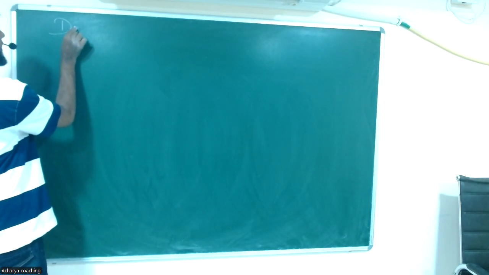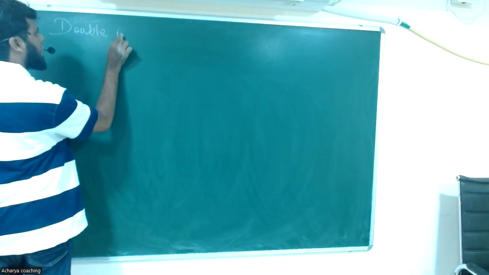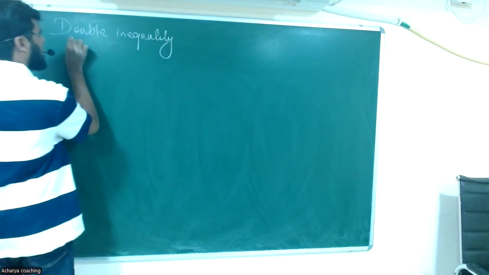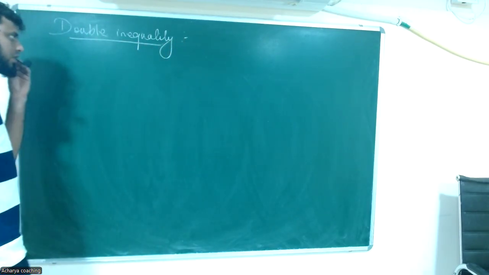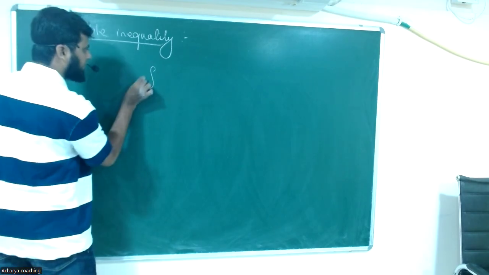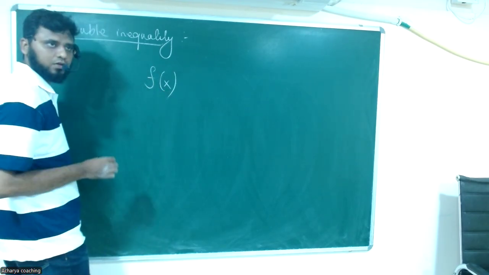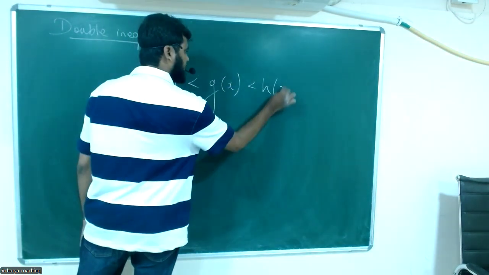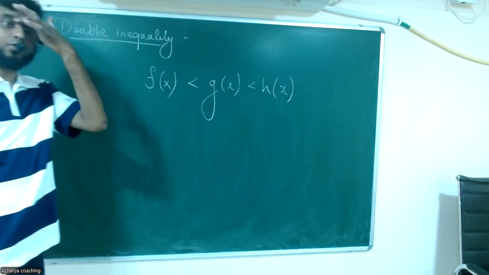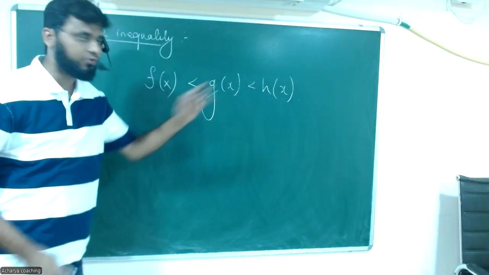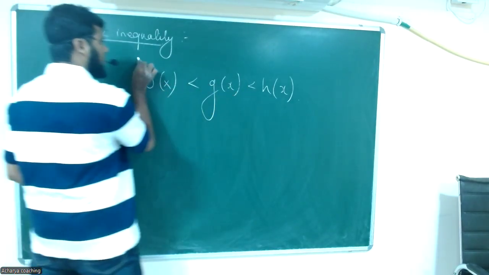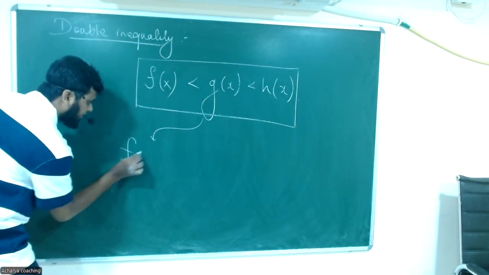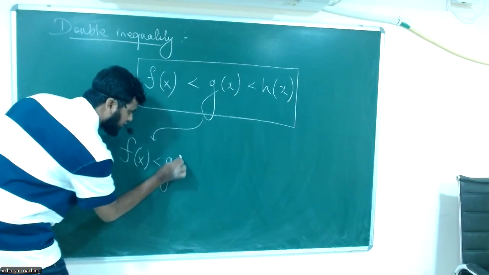See, sometimes we'll be having a double inequality. A double inequality is nothing but f of x less than some g of x, less than some h of x. Like this format, two inequalities are there. So how to solve this? First we have to solve f of x less than g of x.